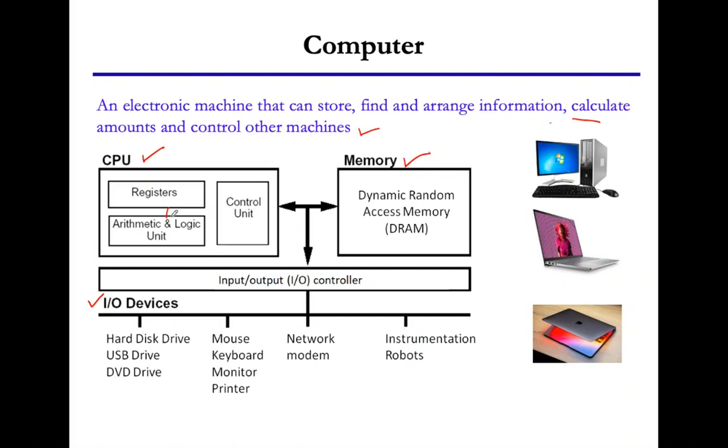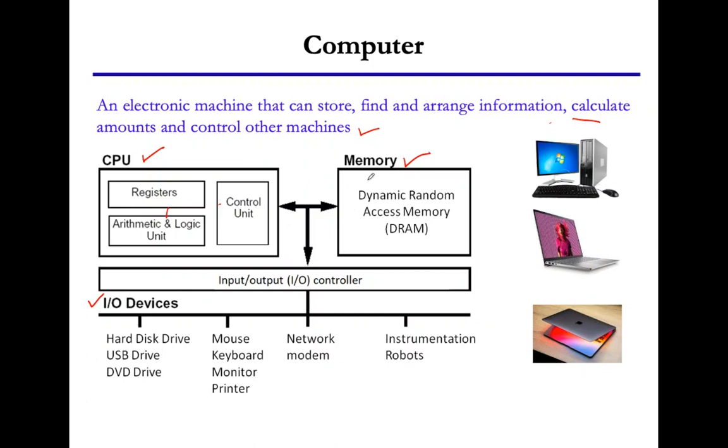This unit is used for computational purposes, computing the data. The data transferring from registers to the arithmetic and logic unit, and from the arithmetic and logic unit to registers, is controlled by a separate unit called the control unit. And most of the data in the computer, in the form of zeros and ones, is always stored in a memory.